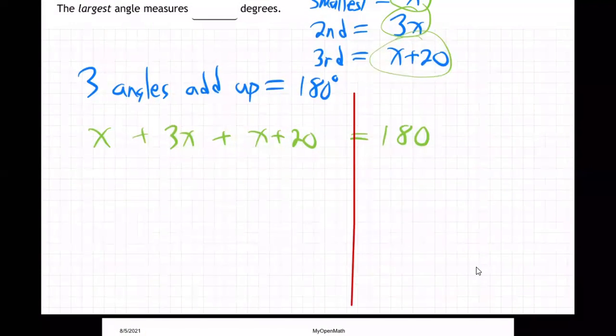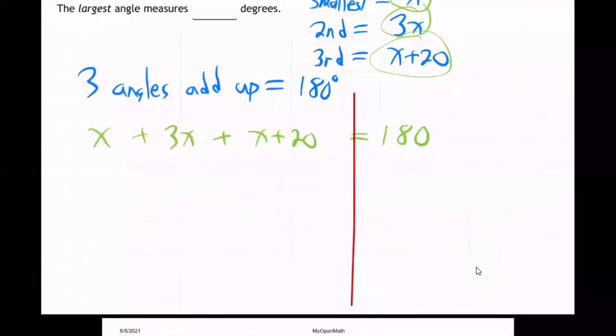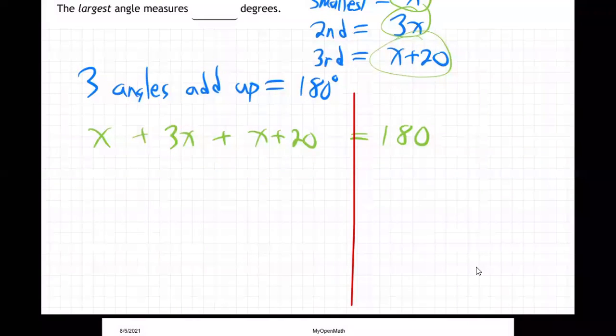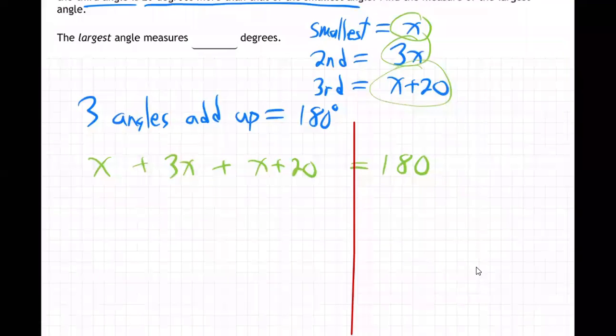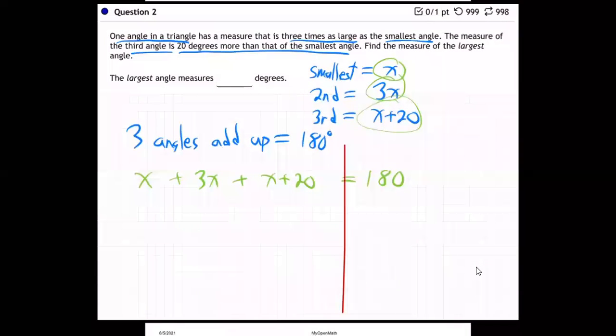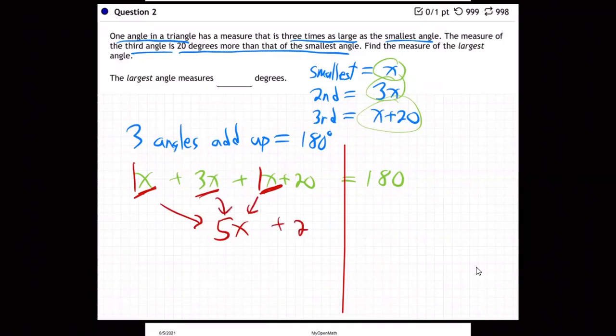So the 3 angles add to 180. In any triangle, the 3 angles always add to be 180. Now, this is 1x, 3x, and again, 1x. Right? If there's no number in front of x, it's 1x. So that makes 5x, doesn't it? 3, 4, 5, plus 20 equals 180. How do we get x alone?